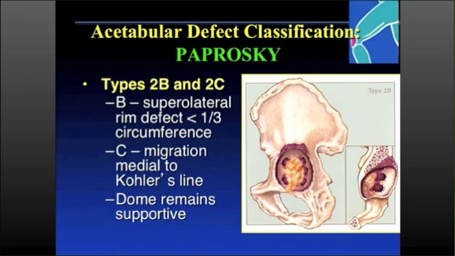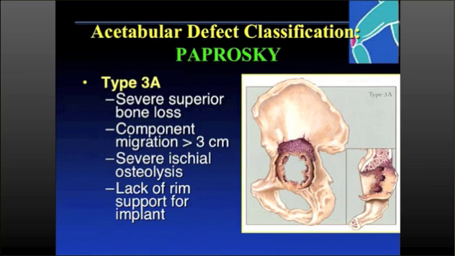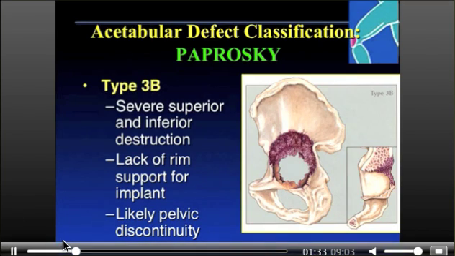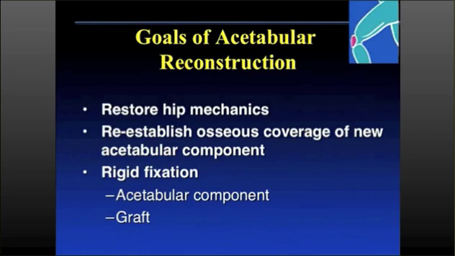Types 2B, supralateral rim defect of less than a third of the circumference. Types 2C, there's migration medial to Köhler's line, and again, the dome remains supportive. In Paprosky type 3A defects, there's severe superior bone loss, there's component migration of greater than 3 centimeters, severe ischial osteolysis, and really there's a lack of rim support for the implant. And finally, types 3B, these have severe superior and inferior destruction. There's a lack of rim support for the implant and a likely pelvic discontinuity.